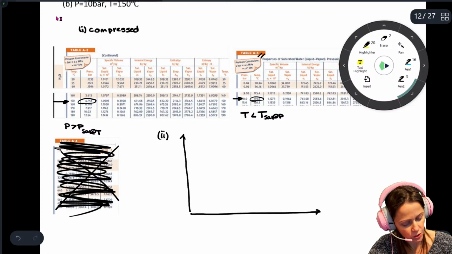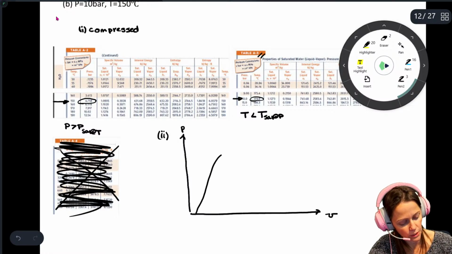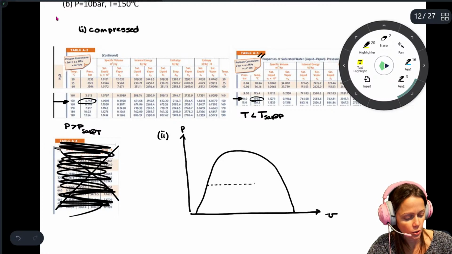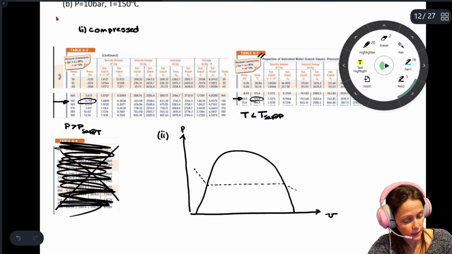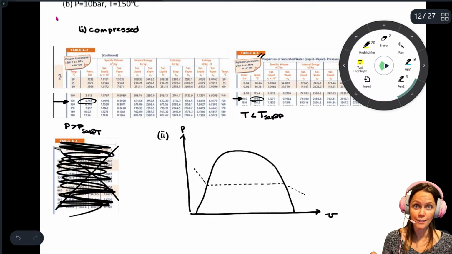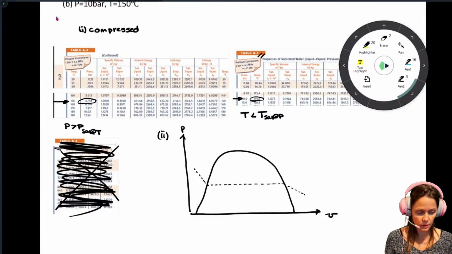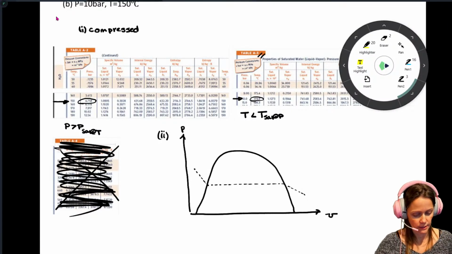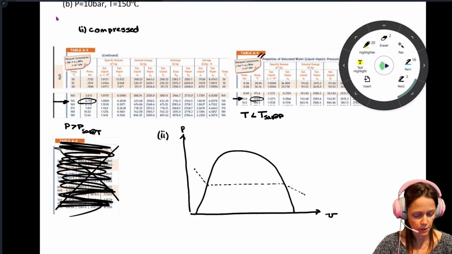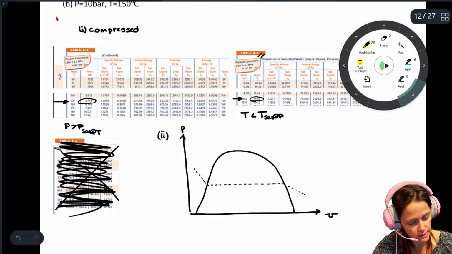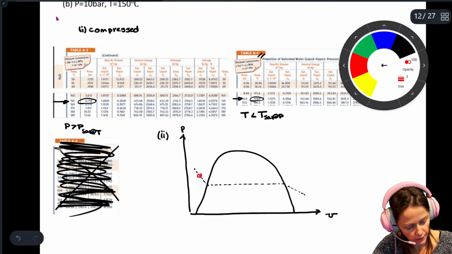So part 2 for this problem is we need to draw things on a PV diagram, and I'm going to show you how we can use lines of constant pressure and lines of constant temperature to prove that yes, in fact, we are compressed in this case, or vice versa. We could show we are superheated. All right, so I'm going to go ahead and put a mark out here.